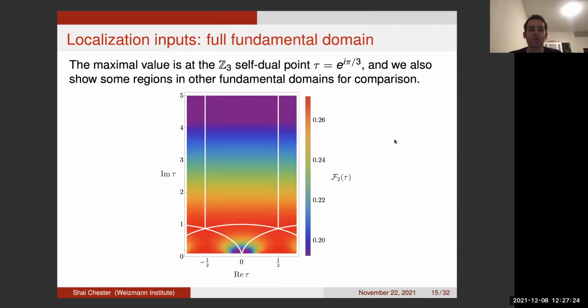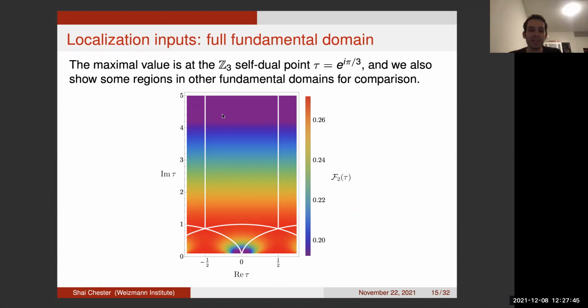Okay, so the previous slide was showing you what the localization input looked like for some slice of the full fundamental domain. On the full fundamental domain, you need a contour plot because it depends on tau and tau bar. So that's what I'm showing you here. These colors show the values of the localization input as a function of tau and tau bar. The fundamental domain is this middle region.